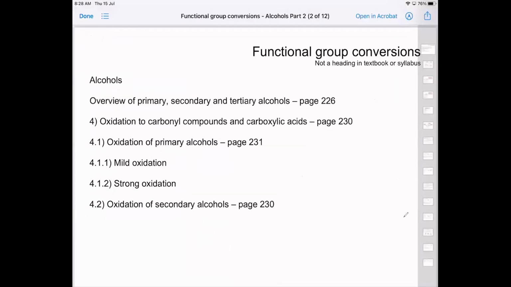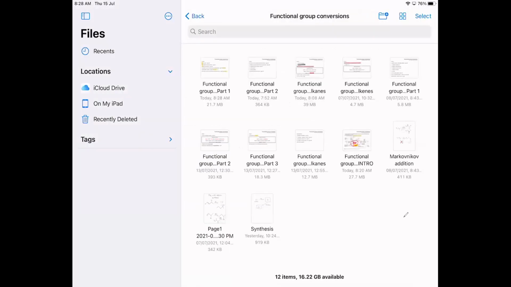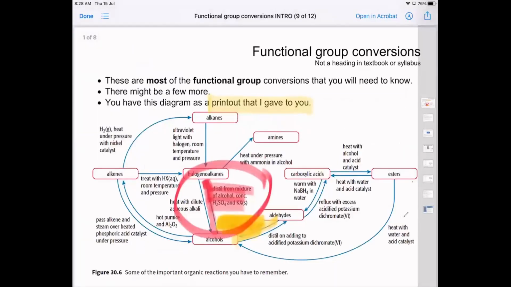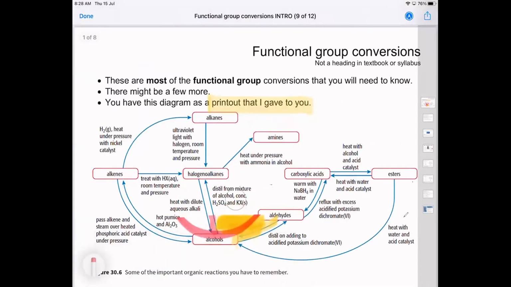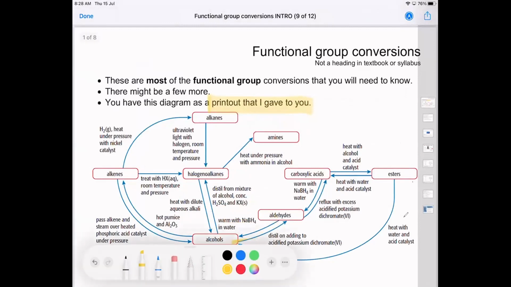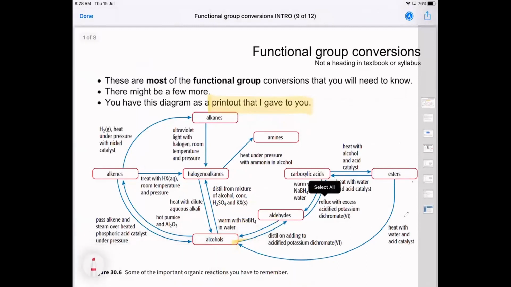Cool. Now, part 2 is going to be the more interesting one. Part 2 is the actual functional group conversions. And part 2 is going to show you how we can go from alcohols to aldehydes, ketones, and carboxylic acids. So it's really going to fill in a lot of pathways on this diagram over here. So when we look at this, we're going to do alcohol to aldehyde. We're going to do alcohol to carboxylic acid all the way.